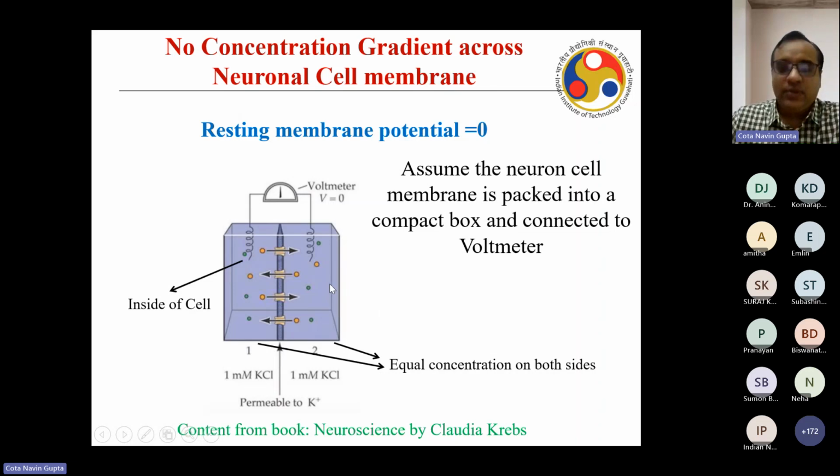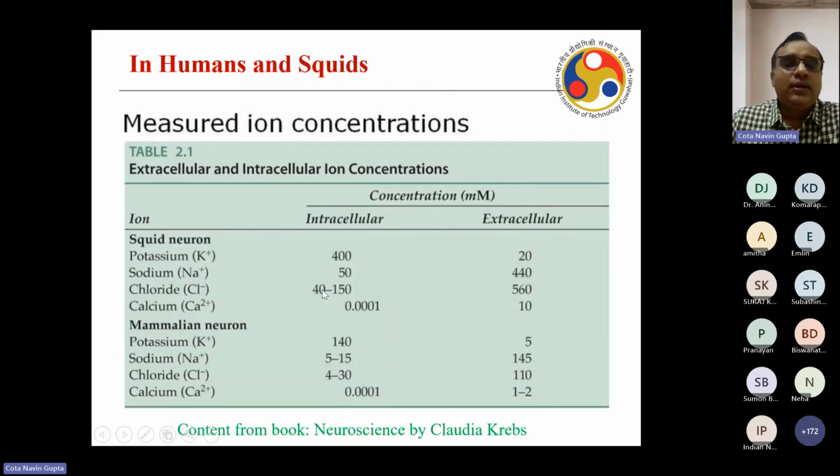I showed you this just to get you started, but in human beings, and also in, let's say, squid neurons, the measured ion concentrations vary between the inside and the outside of the cell. You can see in the mammalian ones, the potassium has a higher intracellular concentration when compared to the extracellular, right? And the extracellular concentrations of sodium chloride are higher in the mammalian neuron when compared to the intracellular regions, okay?